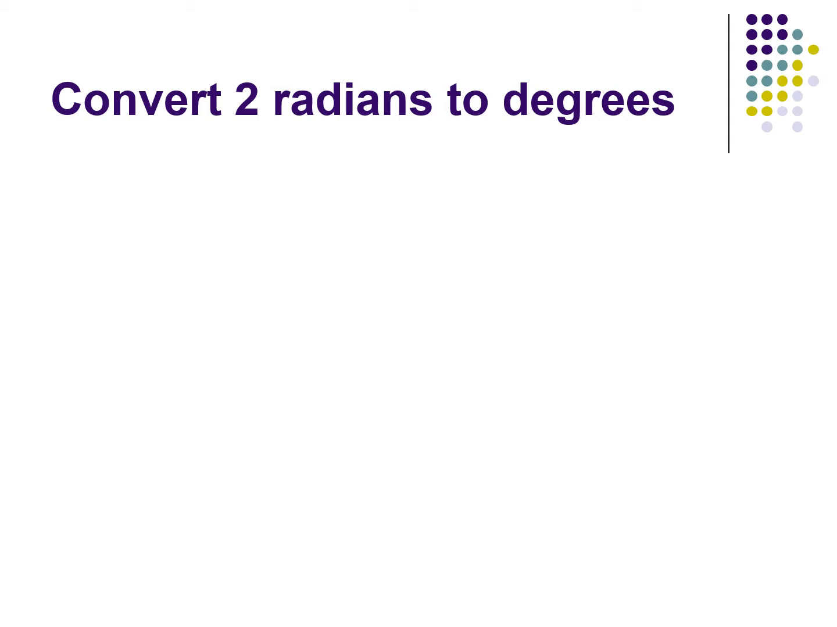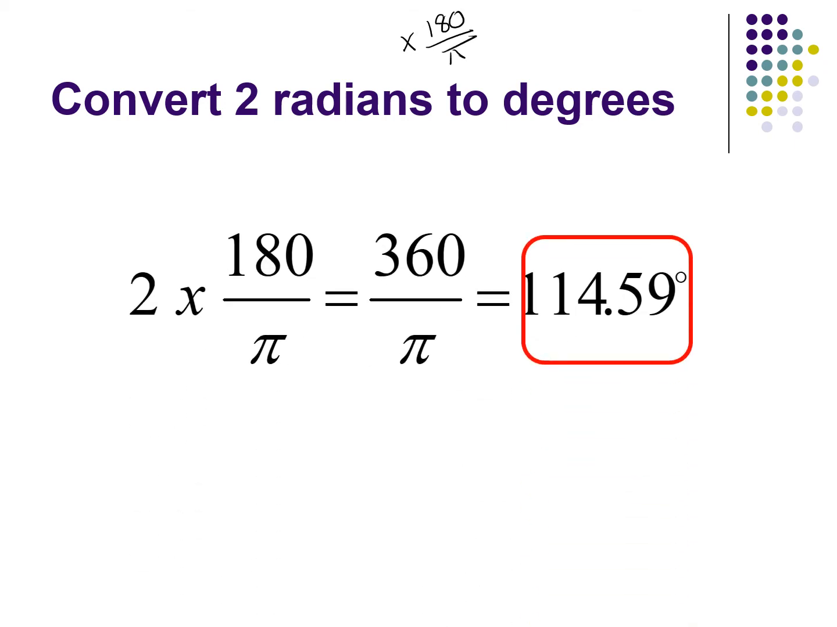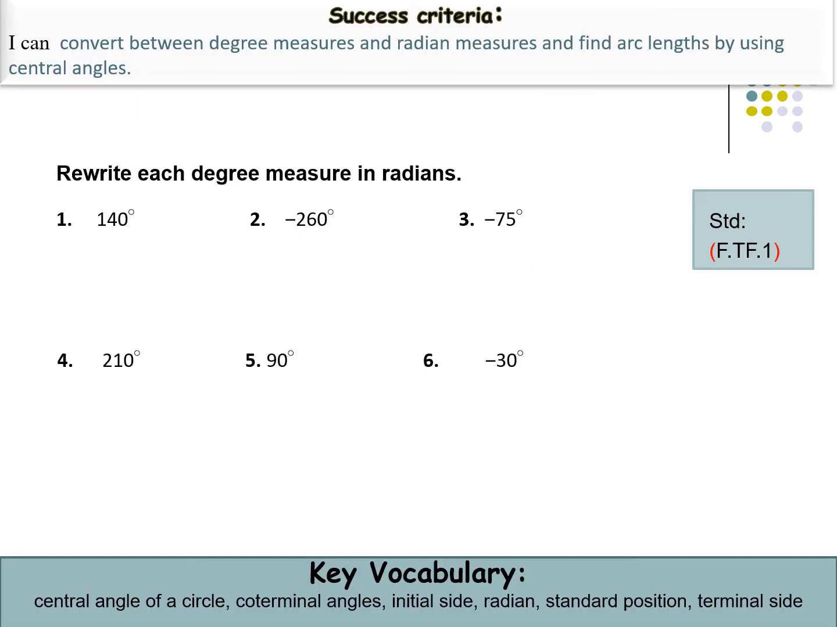Okay, convert 2 radians to degrees. We know that in order to convert radians into degrees, we need 180 over pi. Multiply it, use the calculator, and get the answer as 114.59 degrees. Don't forget to write the 59. So this is all your terms.